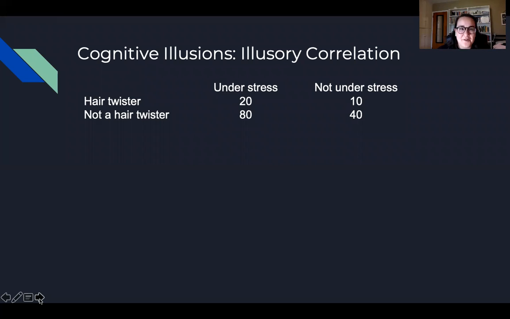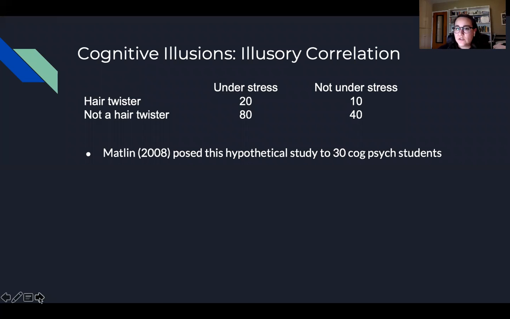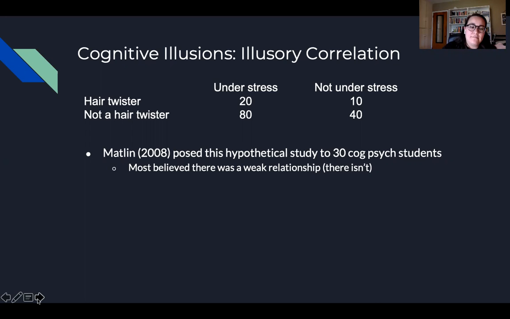All right, well, this was a hypothetical situation that was posed to a class of cognitive psych students, such as yourself. And the majority of them believed that there was at least a weak relationship that existed between the variables of stress levels and hair twisting. But in fact, there's actually no relationship here at all.